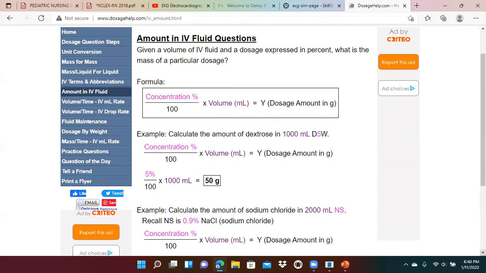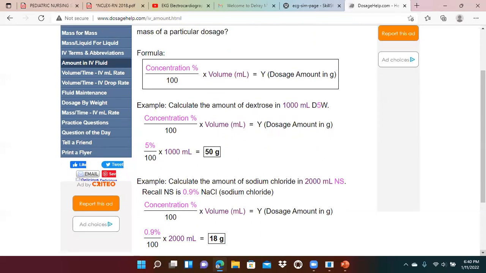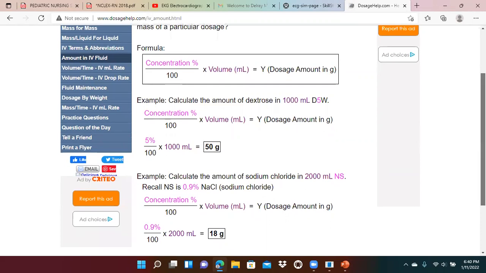Another example here, calculate the amount of sodium chloride in 2000 ml. So this is the volume, normal saline, and normal saline strength or concentration is 0.9% sodium chloride. As I told you, 100 is constant according to the formula. So concentration 0.9%, volume is 2000, divided by 100, so it is 18 gram. And this is the sodium chloride, right, dose amount in gram, 18 gram.